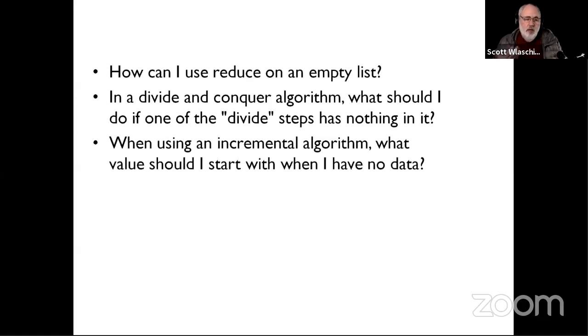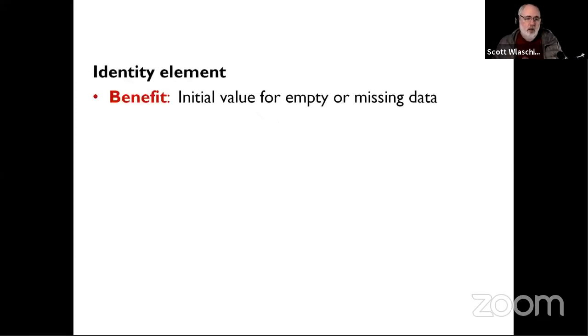Well, that's where the empty value is very useful, the identity value, the 0 value. Because when you don't have any data, it's a place where you can start from. You start from there and you add something to it and it doesn't make any difference. So it's always a good starting point. So the benefit is an initial value for something, right?